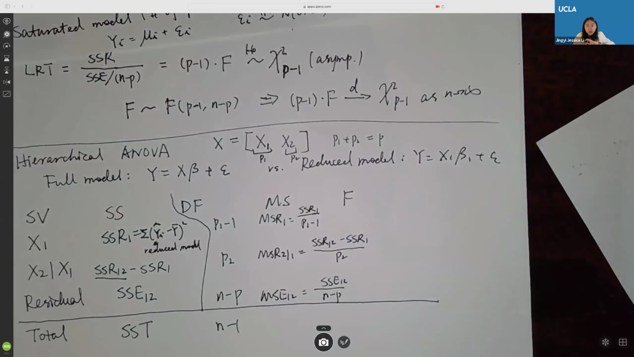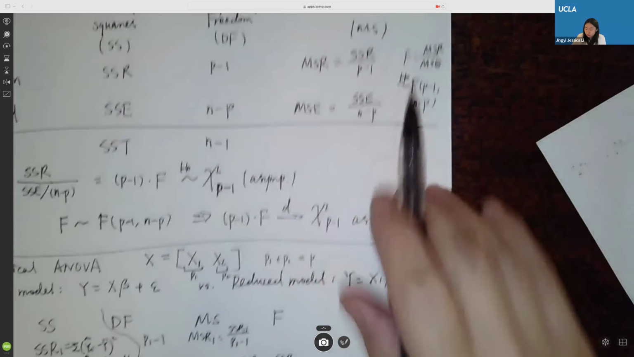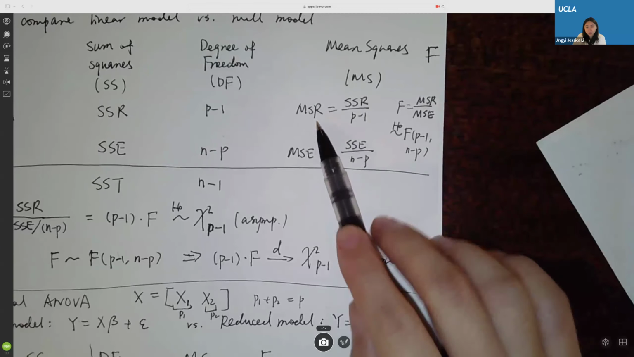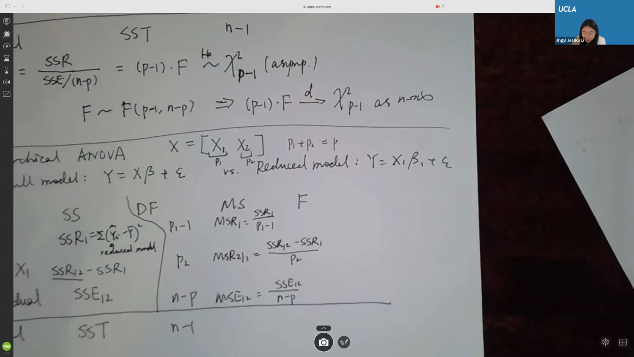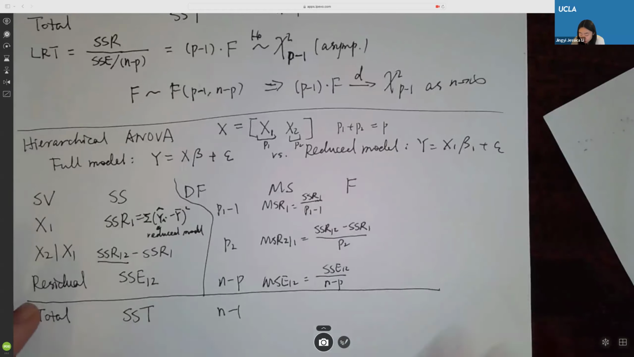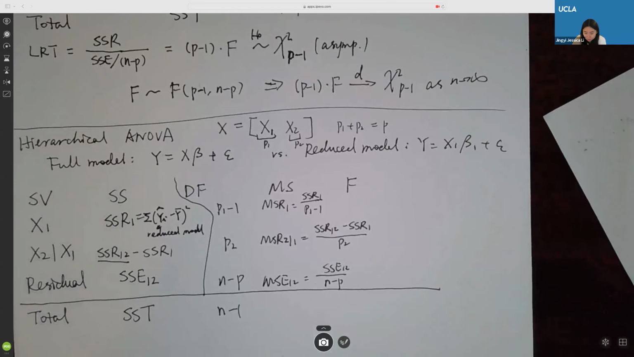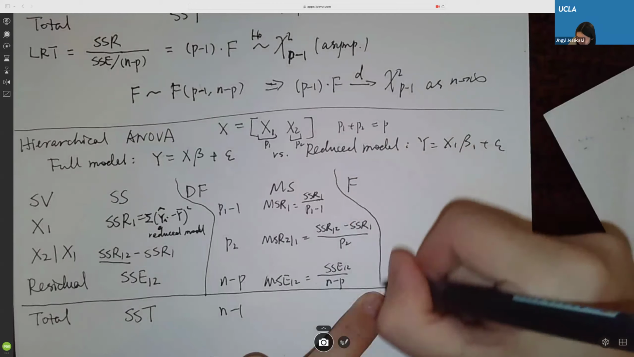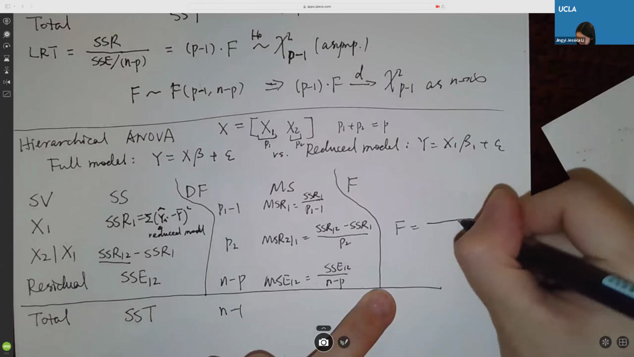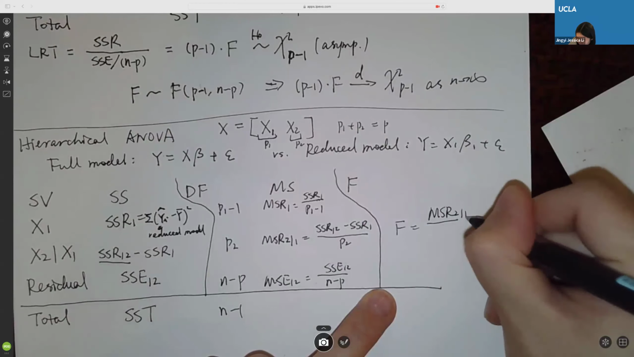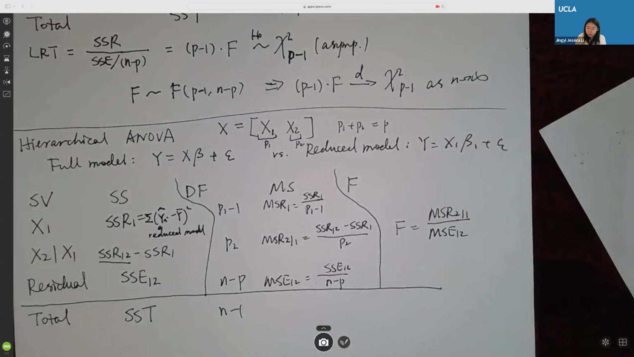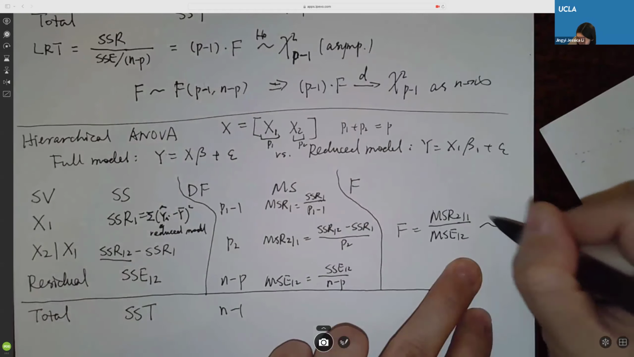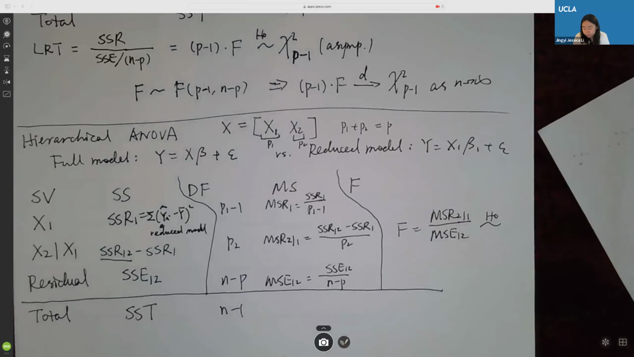Okay, finally, in the previous ANOVA table, we're comparing MSR to MSE to get the F statistic. Here, to answer this hierarchical question, that is whether or not our X2 predictors make any difference, this F statistic would be defined as MSR2 given 1 over MSE12.